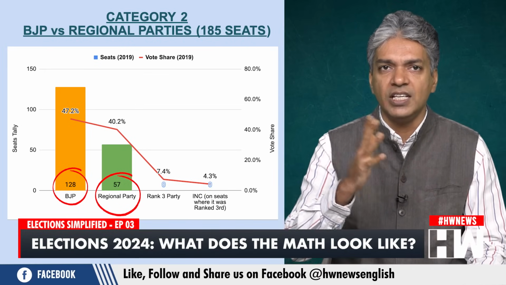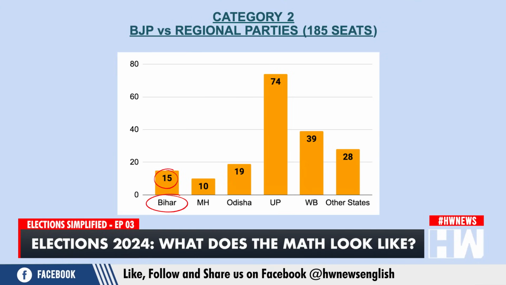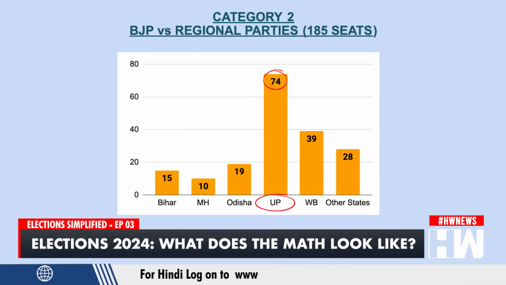So where are these seats, friends? 15 of these 185 seats are in Bihar, 19 in Odisha, 10 in Maharashtra, 74 in UP, 39 in West Bengal, and 28 in other states. The other states mainly include 6 in Jharkhand and Karnataka each, and 7 in Telangana.